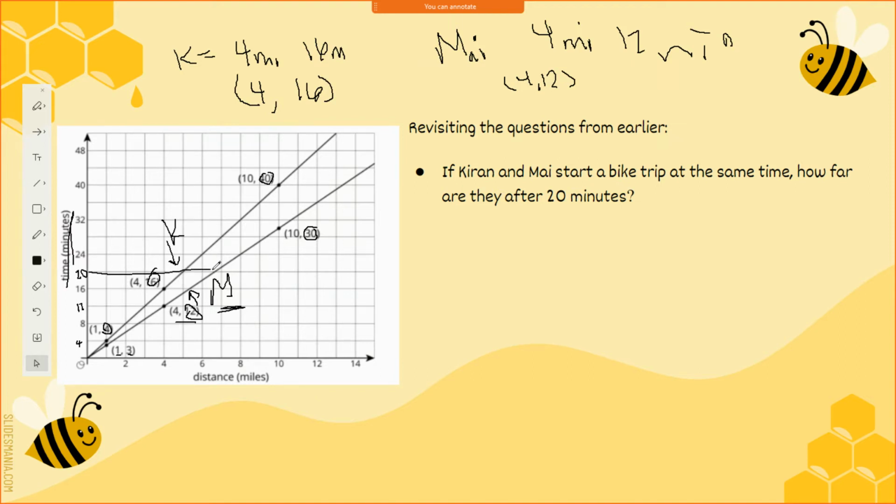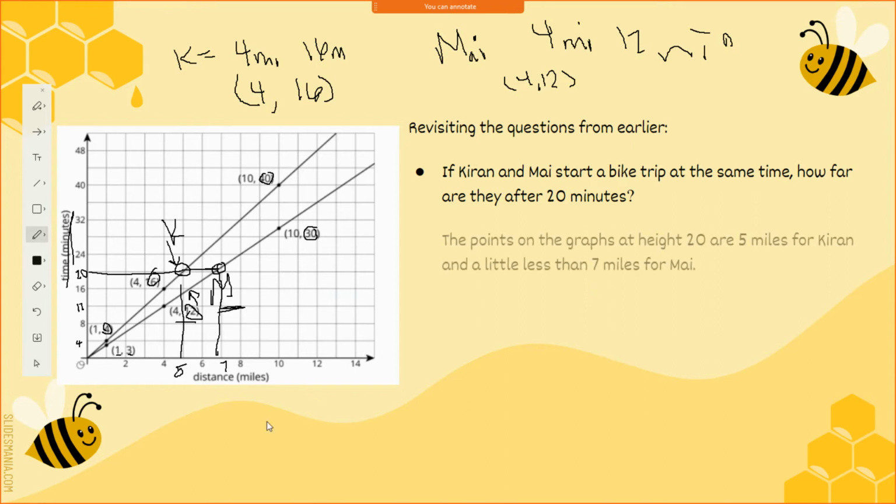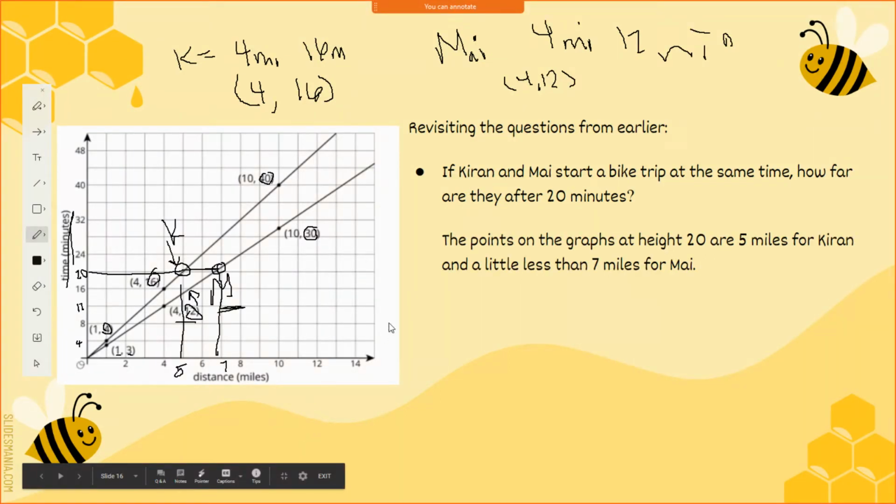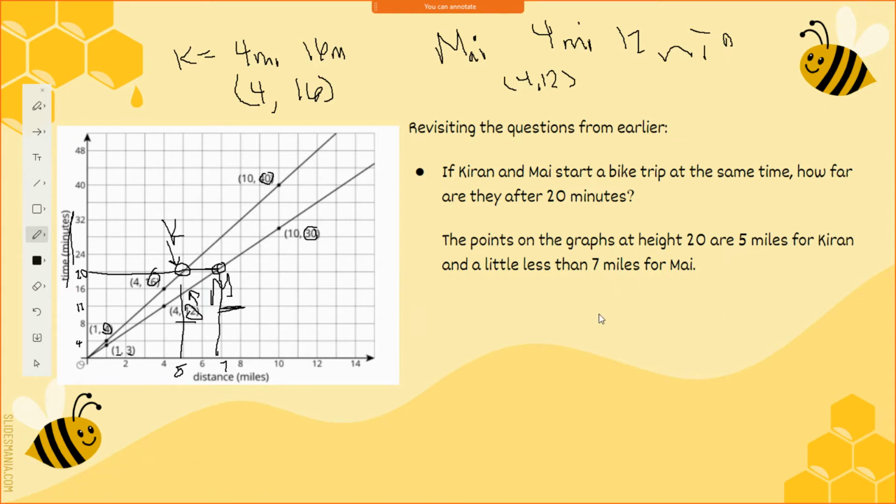So if I look and I draw my lines, this is where Kieran is at 20, and this is where Mai is at 20. So now I'm going to draw my lines down to figure out about where they're at. I can see that Kieran is at about 5 miles because that's what would have been here at 20 minutes. But Mai is a little less than 7. Okay, I got that just by tracing my 20 line and figuring out where it intersects. So, based off the points on the graph, Kieran is at 5 miles at 20 minutes, and Mai has biked a little less than 7 miles.